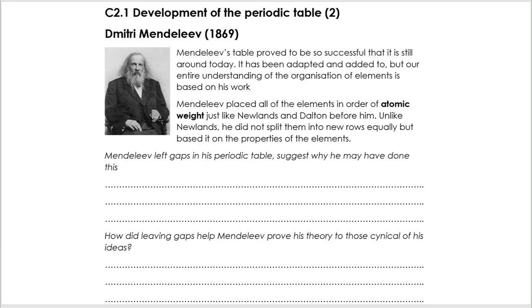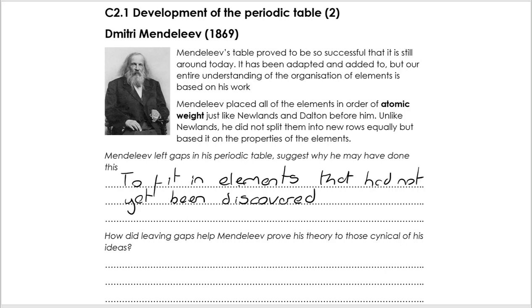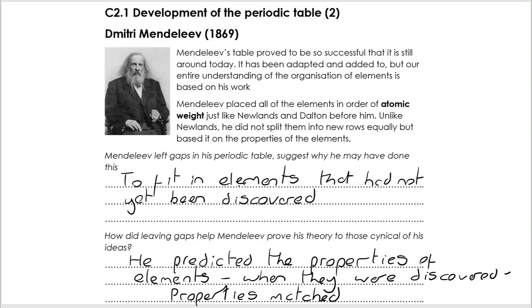Mendeleev left gaps. Why would he have done that? Well, Mendeleev knew that there were elements that had not yet been discovered that must fit in, that would have atomic masses that would fit within that space. And that was a huge, huge step forward. And leaving gaps did actually help him to prove that his periodic table was effective. Because not only did he leave a gap, but he predicted the properties of those elements. When those elements were subsequently discovered, sometimes decades later, the properties that he had proposed were exactly as he had suggested.